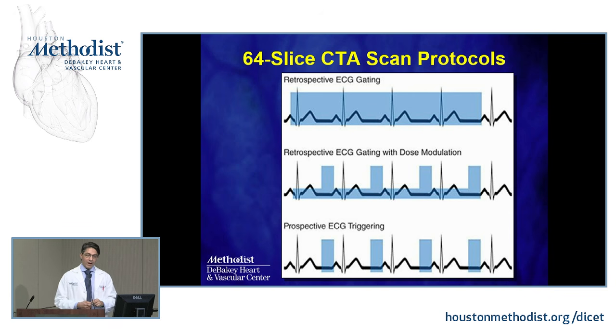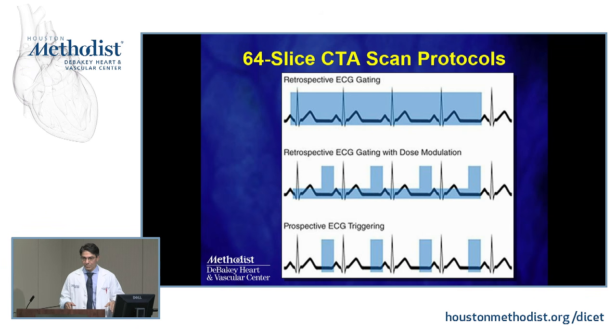So there are about 3 different ways we used to scan back in the day. One was retrospective scanning. We'll talk about that. Basically, the radiation is on throughout the image. The second way we used to do it was retrospective, but we used to modulate the dose. We used to only deliver the most radiation when we needed it most, in the most still portions of the cardiac cycle, and then tone down the radiation beam when we didn't need it as a way to save radiation. And then finally someone said, you know what, why even bother with toning down the radiation?